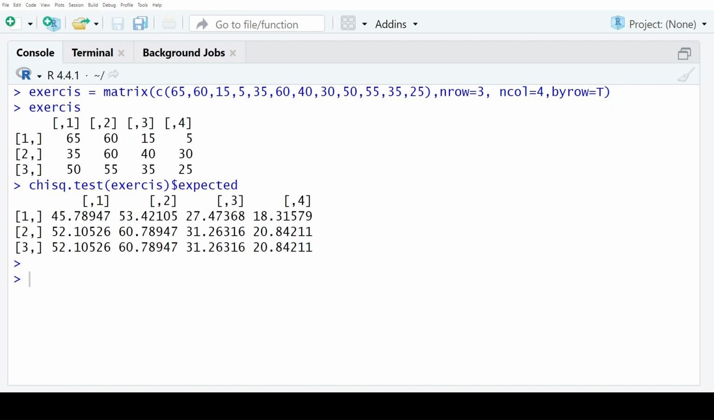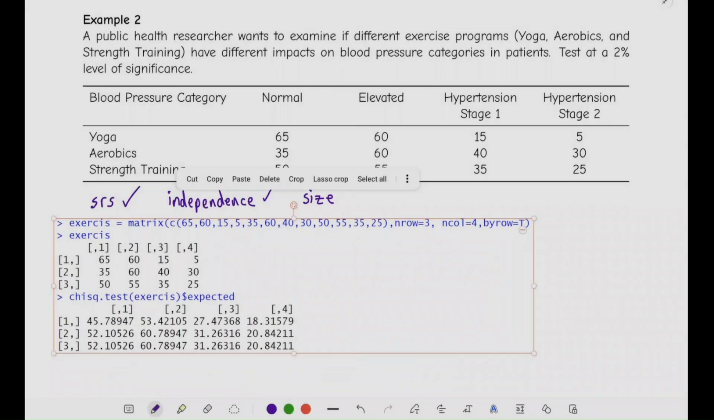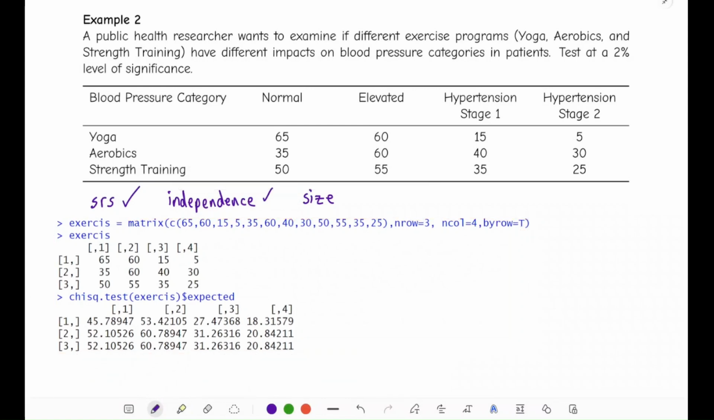Over to the notes. Oh, something went wrong. Let me try again. There we go. And back to the notes. So, we meet the size requirements.